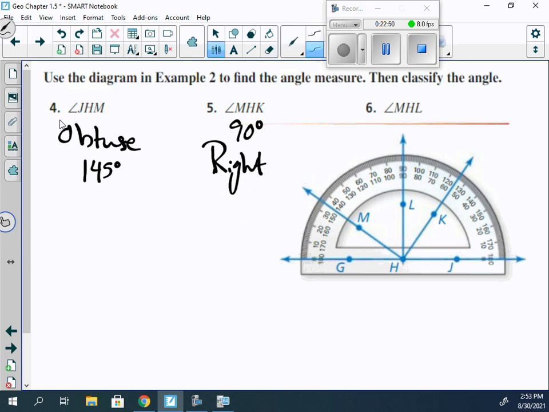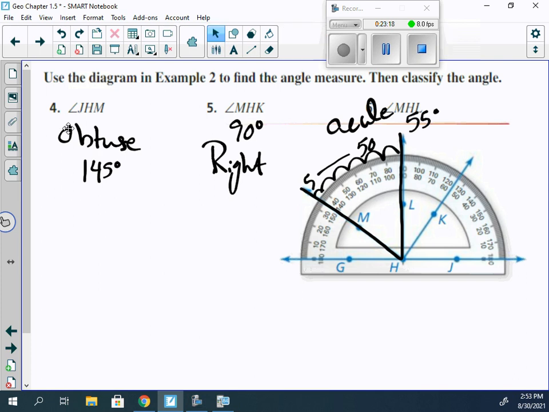Now let's look at the last one. MHL. Well, we do know it is going to be acute. So here, we have 5, 10, 20, 30, 40, 50, and these would add together to be 55 degrees. Count them? Yeah. Essentially, it's just a curved ruler. All we've got is a curved ruler.